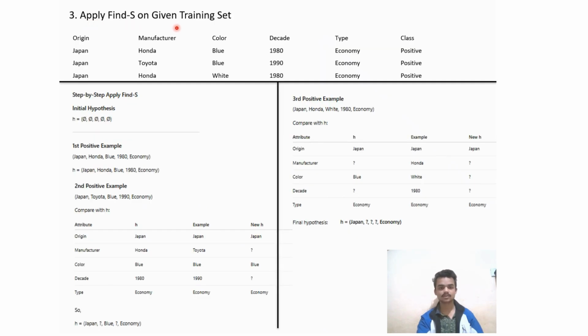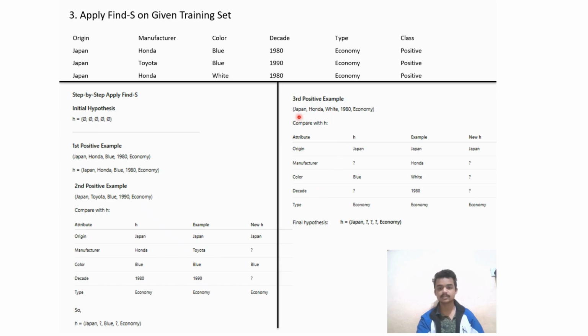Apply Find-S on the given training set. This is the training data set. Initial hypothesis H is ϕϕϕ. First positive example: Japan, Honda, Blue, 1980, economy. H is this. Second positive example: Japan, Toyota, Blue, 1990, economy. Compare with this. So H is equal to Japan, question mark, Blue, question mark, economy.